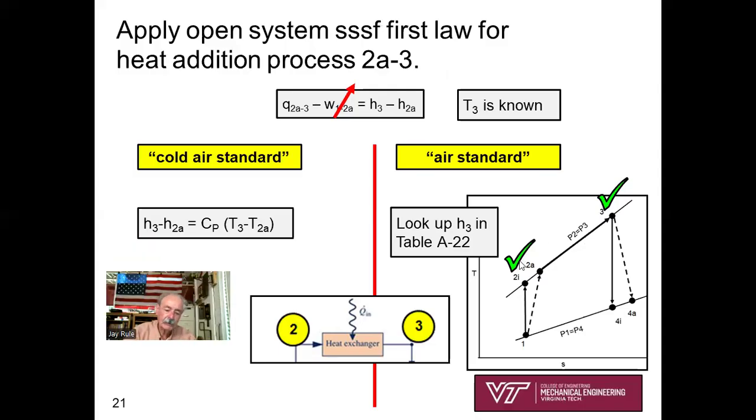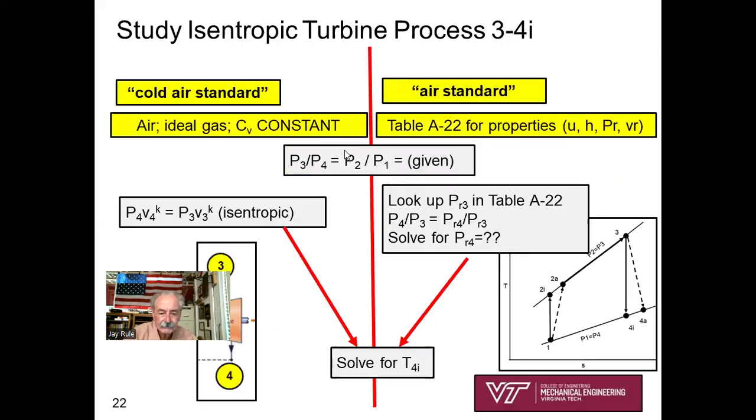Let's say we're doing the air standard analysis. We've got 2A. We're given T3, so all we have to do is go to table A22 to look up H3. We'll apply the first law: Q in from 2A to 3 minus W, which is 0, equals H3 minus H2A. Boom, got it. We've got a number for the heat added, just like that. Okay, we're coming down the home stretch.